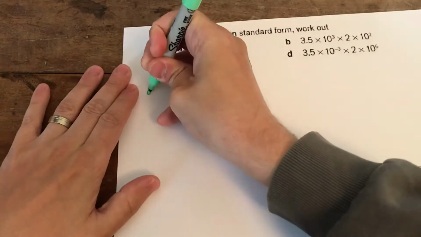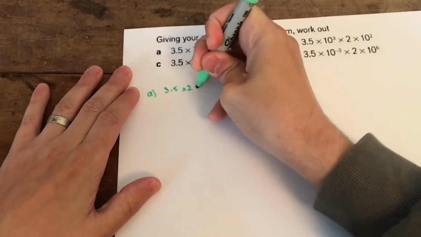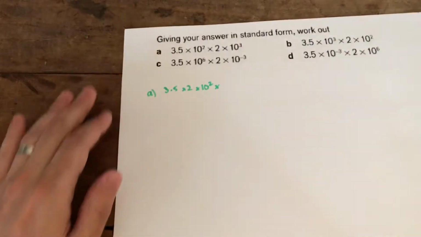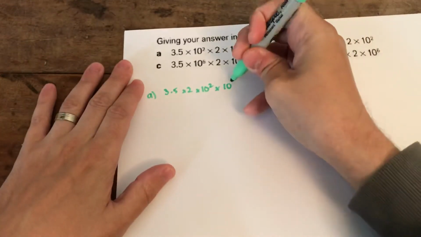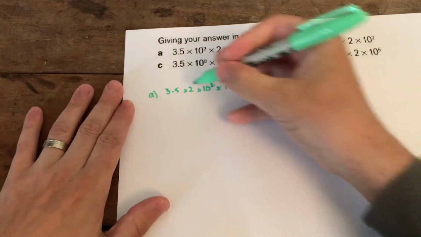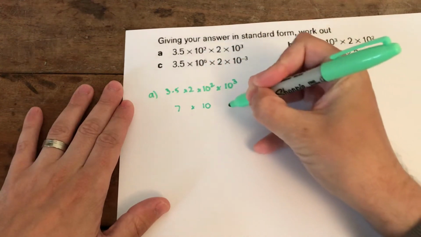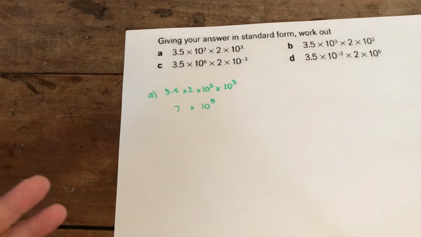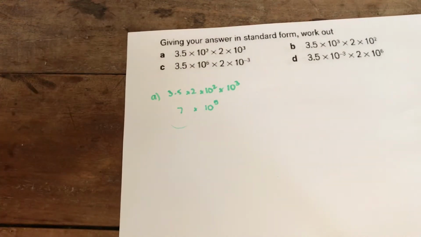So if we were to work out A, we do 3.5 times 2 times 10 to the power of 2 times 10 to the power of 3. And what happens is when we multiply those together, we get 7. And when we add our powers here, we get 10 to the power of 5. Now, that first number there is between 1 and 10. So I don't have to do anything. That's just my final answer.